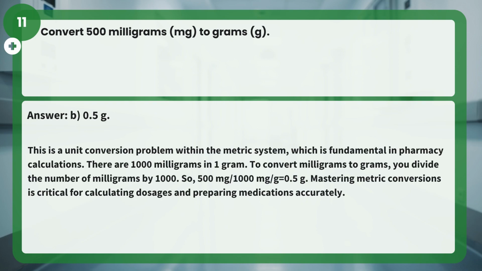Answer: B. 0.5 g. This is a unit conversion problem within the metric system, which is fundamental in pharmacy calculations. There are 1,000 milligrams in 1 gram. To convert milligrams to grams, you divide the number of milligrams by 1,000. So, 500 mg / 1000 mg/g equals 0.5 g. Mastering metric conversions is critical for calculating dosages and preparing medications accurately.